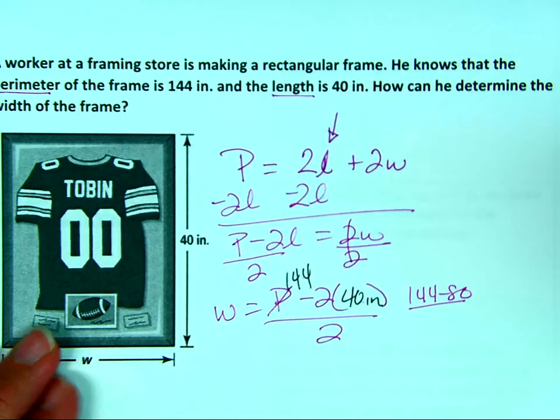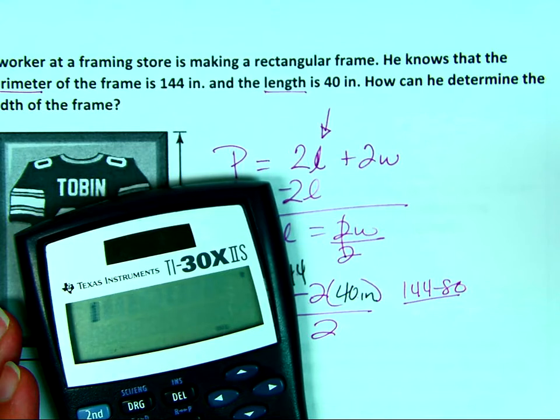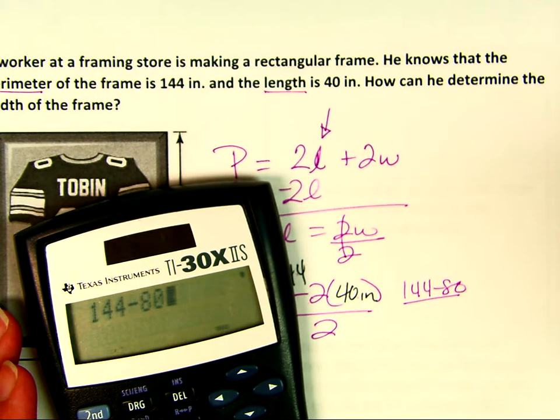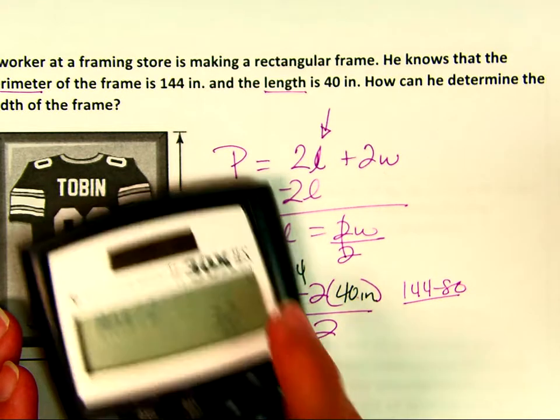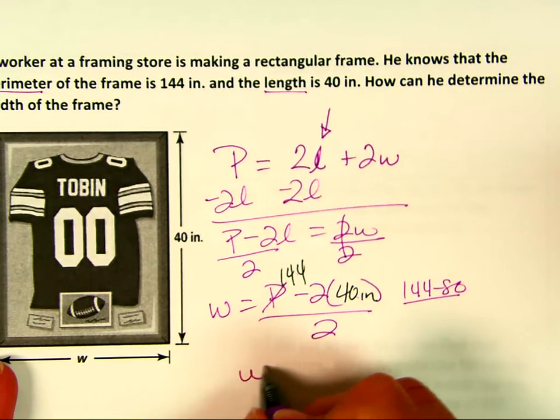So you can get your handy-dandy calculator out and put that all in at once. 144 minus 80. If you don't press equals here, then you're only going to divide the 80 by 2. So make sure you press equals or else use parentheses. Divided by 2. So now we know that our width was 32.